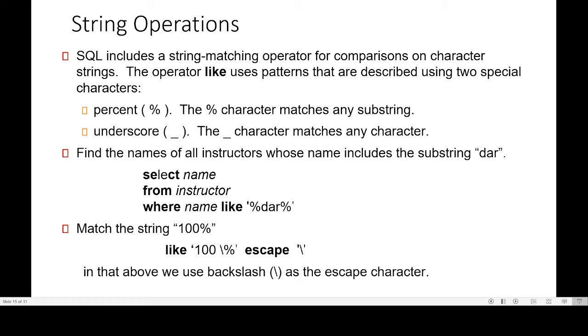The percentage character matches any substring. Underscore means the character matches any single character. So that single character, it will be matching. This one will be a substring.